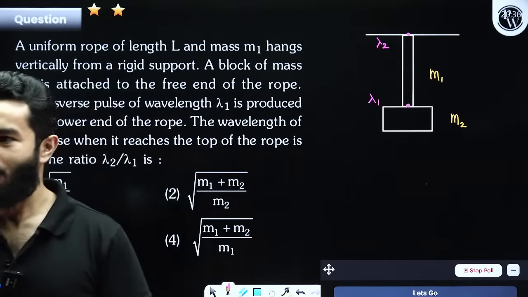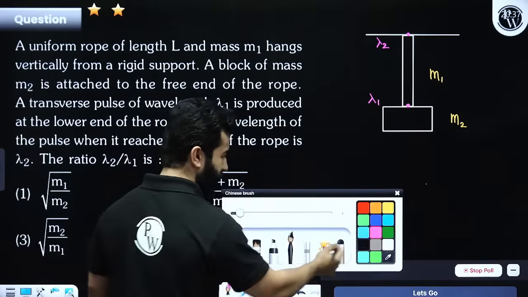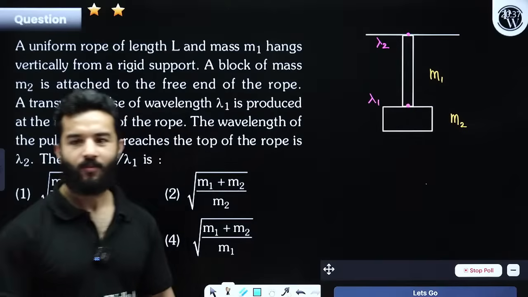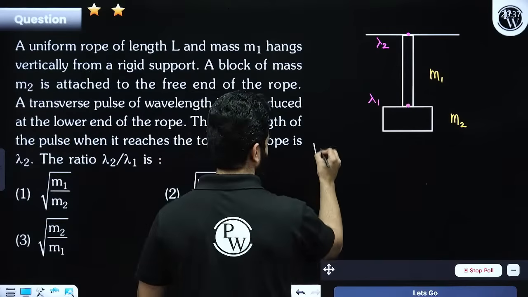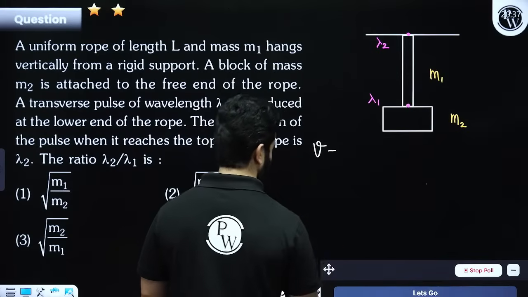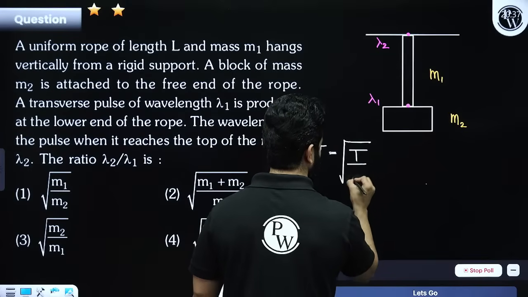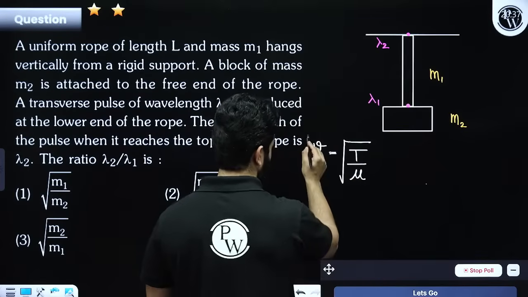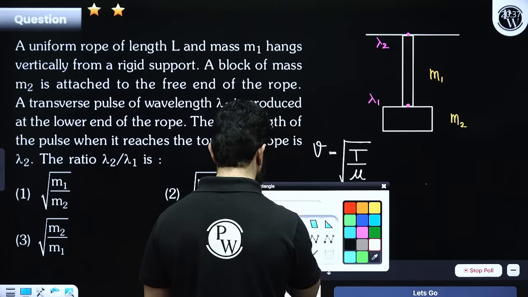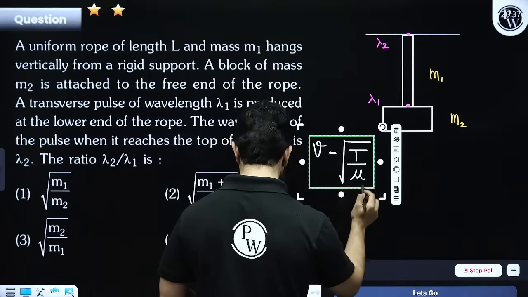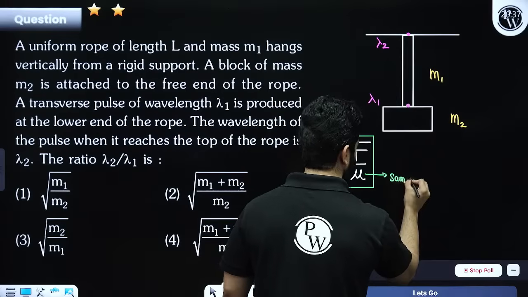Theek hai? All right, clear? For this, you need to understand one concept: the speed of a transverse wave can be written as under root tension divided by mu. Please note that mu is the same, but tension is not the same.